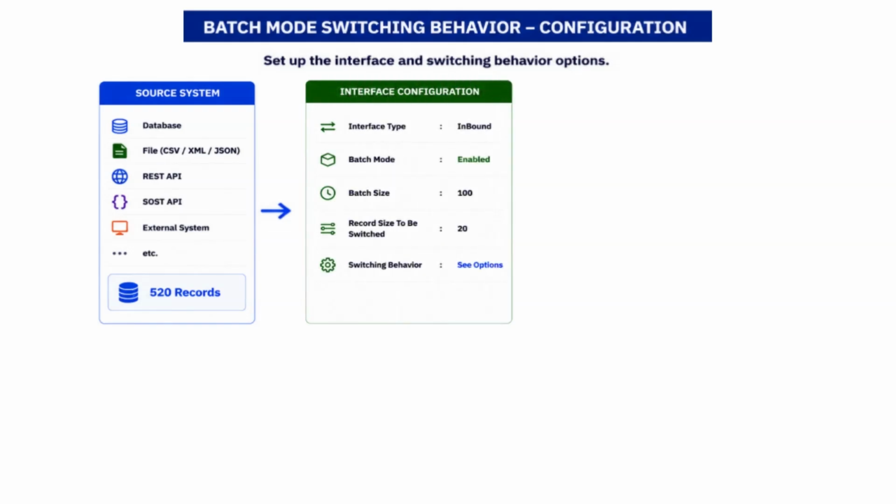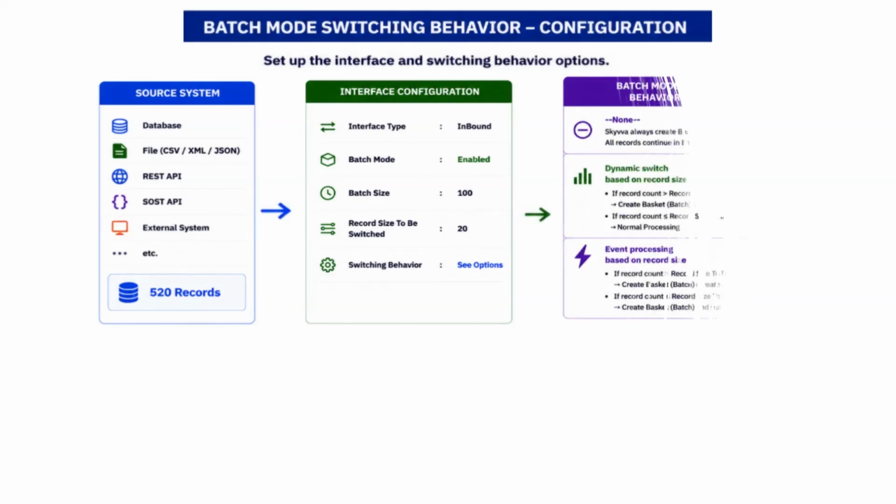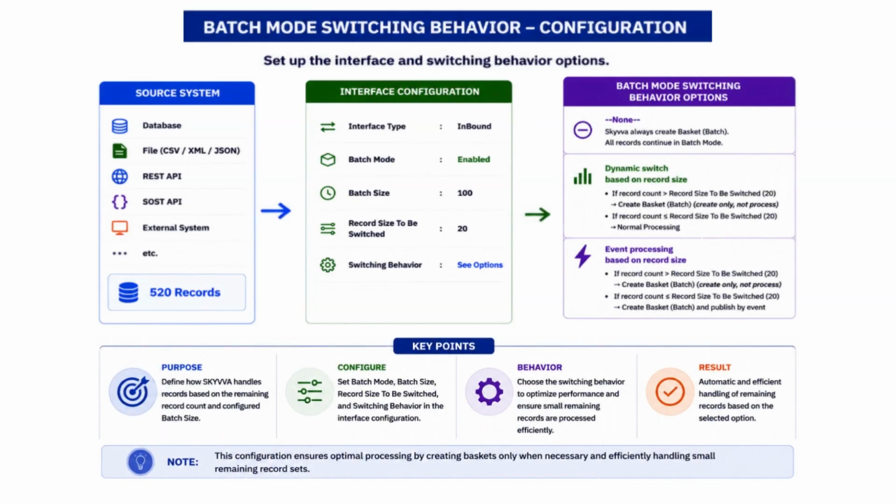Step 2. Interface configuration. Next, the records arrive at the interface configuration. Here, the interface is configured with batch mode enabled, a batch size of 100, and a record size to be switched of 20. These settings tell SKYVVA how many records should be included in each batch and when it should change the processing behavior. Step 3. Select the switching behavior. Before processing begins, SKYVVA checks which batch mode switching behavior has been selected. There are 3 available options: None, Dynamic switch based on record size, and Event processing based on record size. The selected option determines how the final remaining records will be processed once the switching condition is reached.